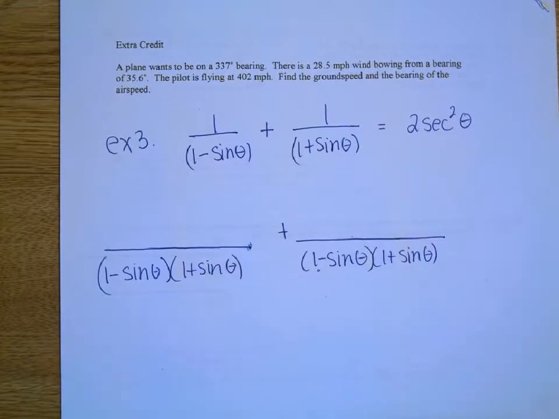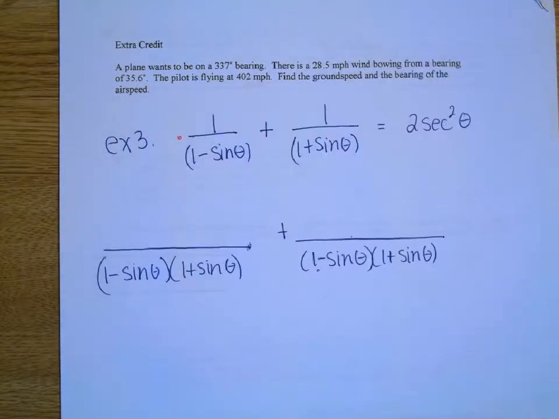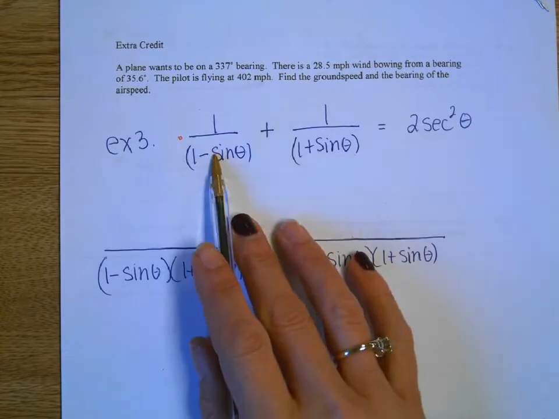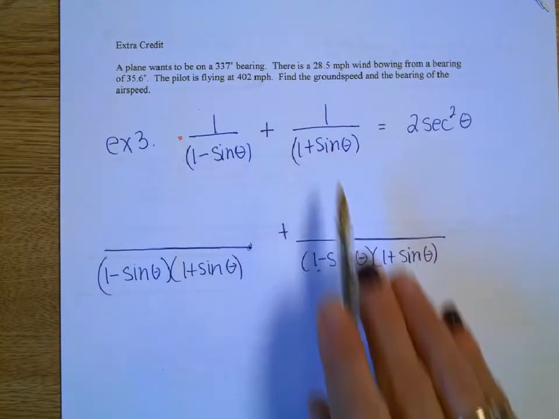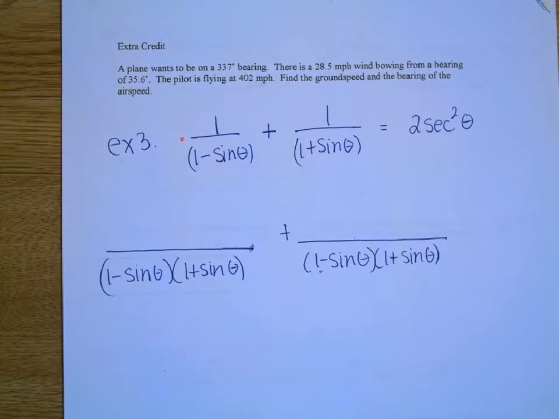Okay, so I've got my common denominator. I've changed the denominators. The numerators are going to change, because what I'm actually doing is hitting each fraction with a 1. They're exactly the same. They're a common denominator. I'm getting this fraction to have this denominator, and this fraction to have the same denominator, a common denominator.